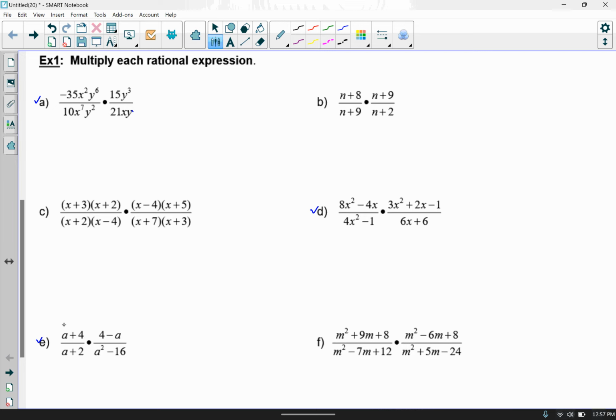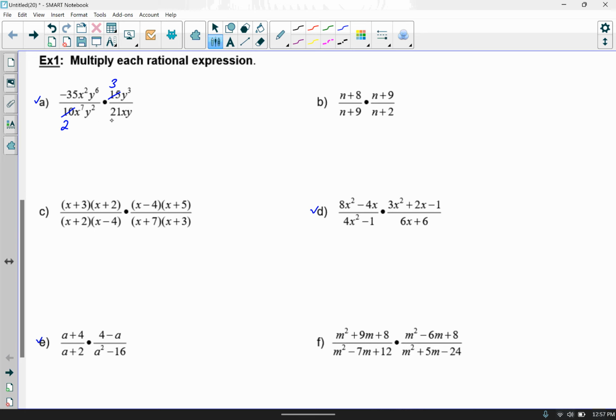All right, so in letter A, you've got a lot of information going on here, but there's nothing that can be factored. We can just go straight away to canceling. So let's start with our numbers first. For example, we could do the 10 and 15. We could even do 10 with 35, because it's a top and a bottom. But if I stick with the 10 and 15, the 5 will go into both of those. So let's divide them both by 5. 10 divided by 5 is 2. 15 divided by 5 is 3.